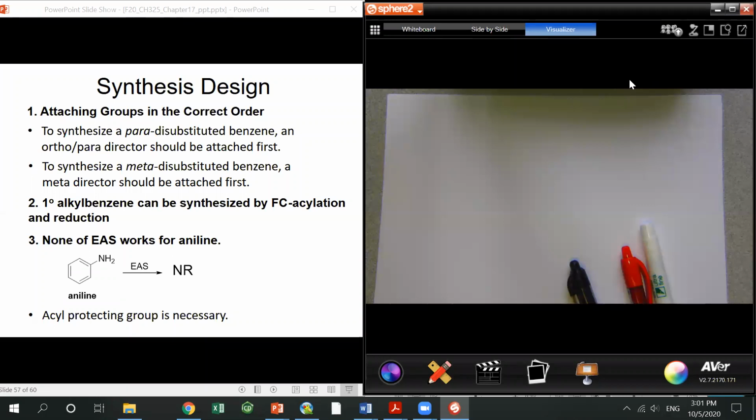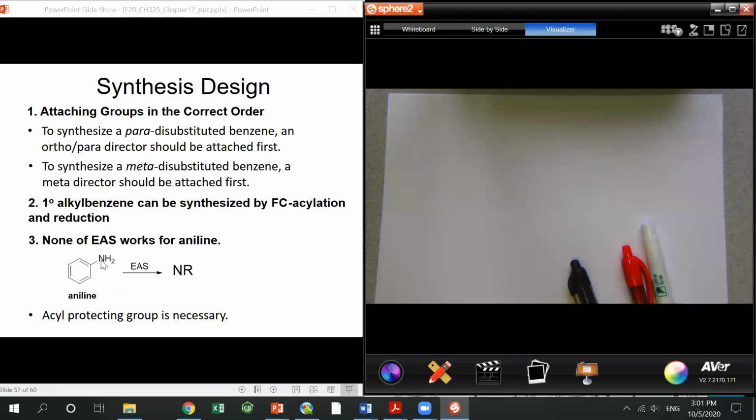The third one: just keep in mind that there's no direct electrophilic substitution (ES) reaction for aniline. We already learned that before. Because aniline has an amine group, it's a strong base and also a nucleophile, so it reacts with any acid conditions or any other ES reagent.